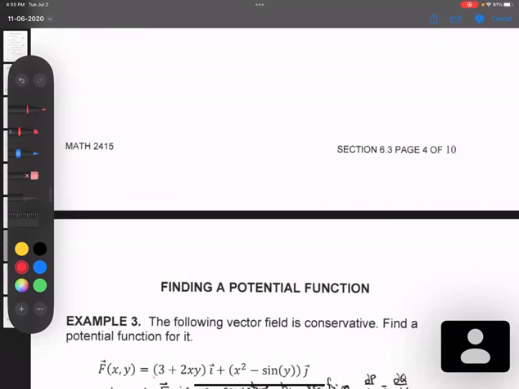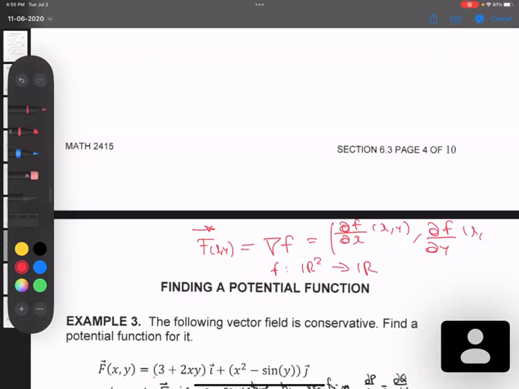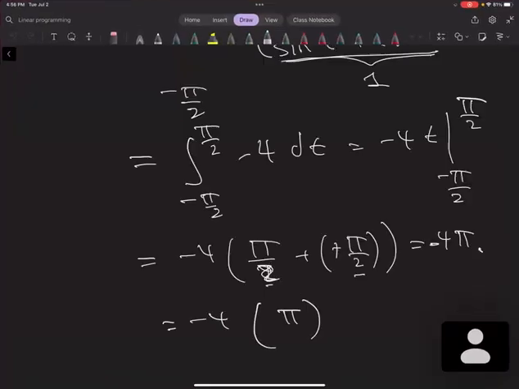So we need to find the f, the small f, such that the gradient of f equals F of xy, okay? Where f goes from R2 to R. So the gradient looks like this: the derivative of f with respect to x evaluated at xy, comma, derivative of f with respect to y evaluated at xy, okay? That's how it looks. So let's do it here in OneNote.